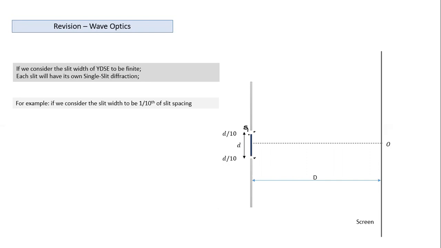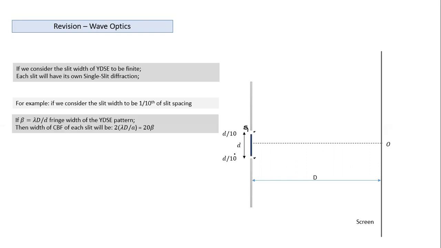What is the size of the opening I assume? I assume the size of the opening to be 1/10 of the slit separation. In that case, taking these sources S1 and S2, beta is equal to lambda D by small d. That's the fringe width. So YDSE will form a fringe pattern of uniform spacing beta. But for these two openings separately, if I take each slit as a single slit, a is equal to d by 10. The size of the single slit opening is d by 10.